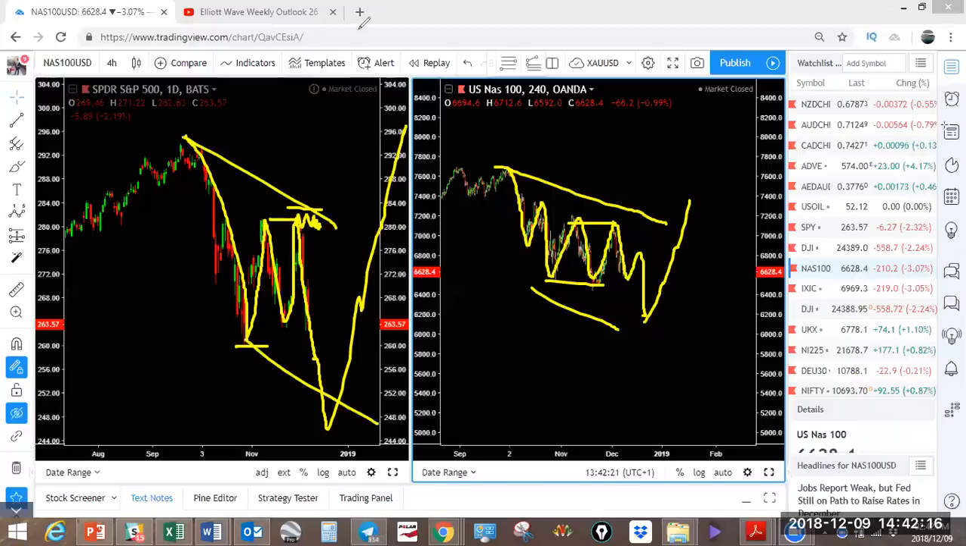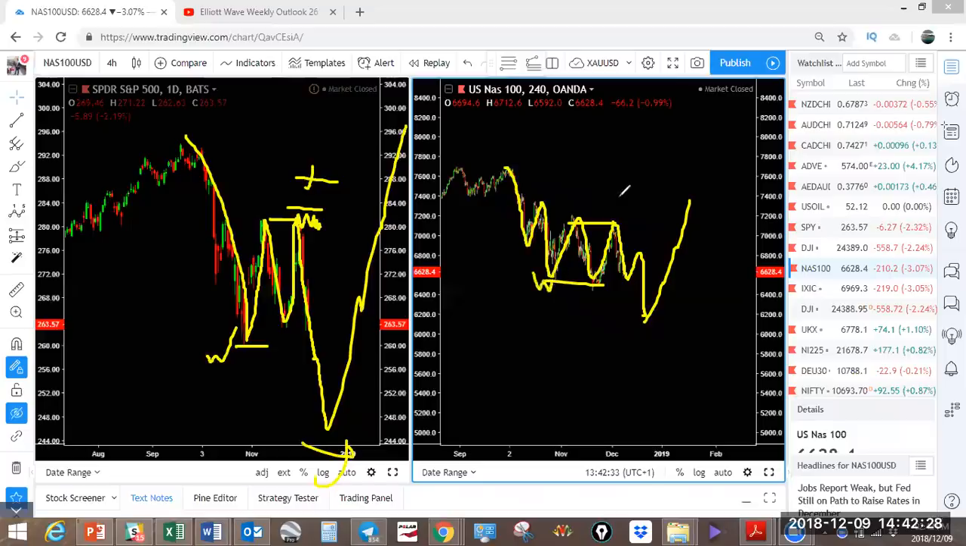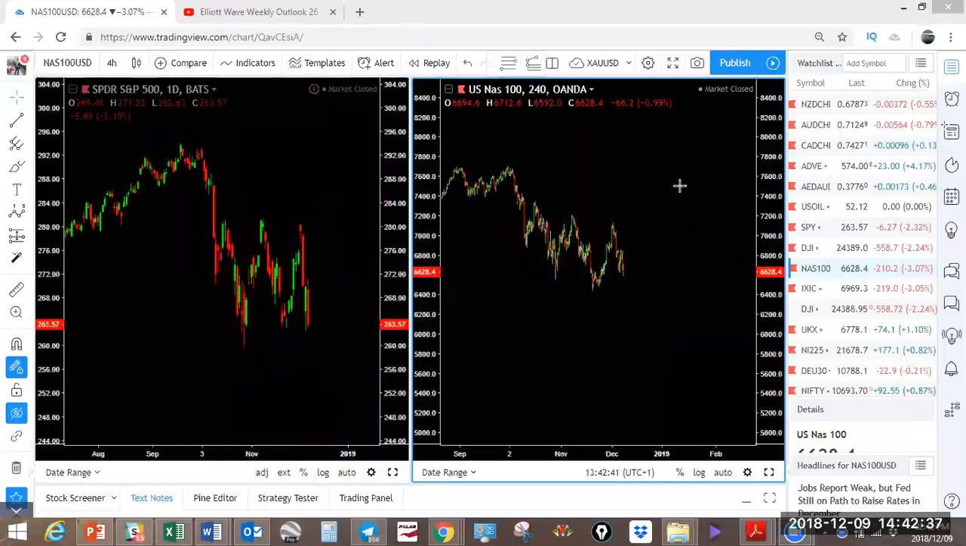I think some don't understand if you don't put in the letters. So this will be a W, X, Y move. This will be a WXY move. That's why I'm expecting a 3-wave structure. After that is done, then we'll expect a move to the upside. Okay.